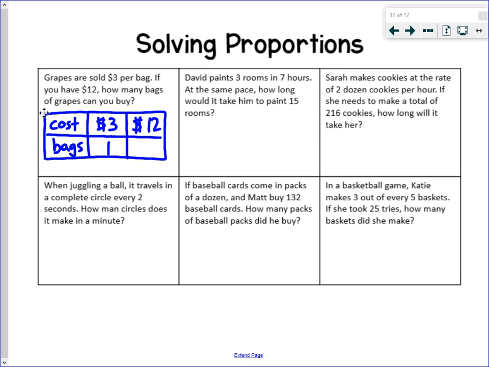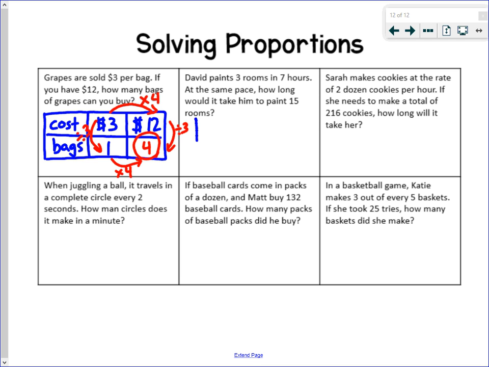So in this case, you can either go up and down, which would be divided by 3 since we're going to be going down, or we could be going from left to right, and that would be times 4. So we can either do times 4 here, which is 4, or divide by 3, which is 4. So our answer is 4 bags of grapes.